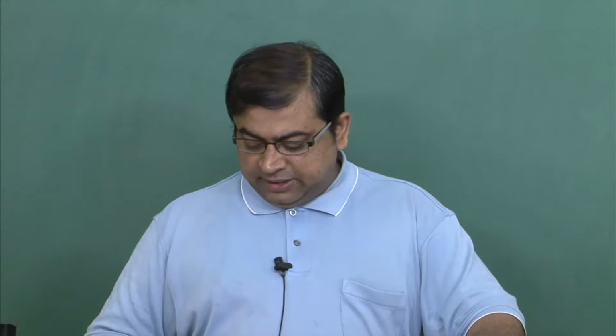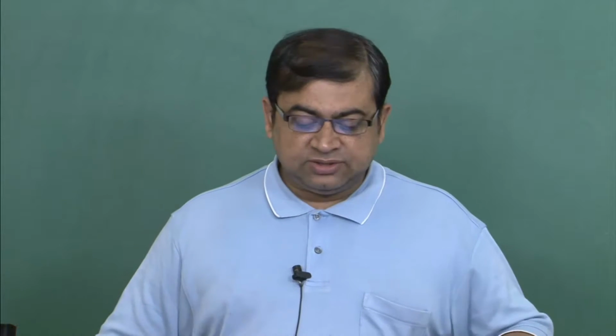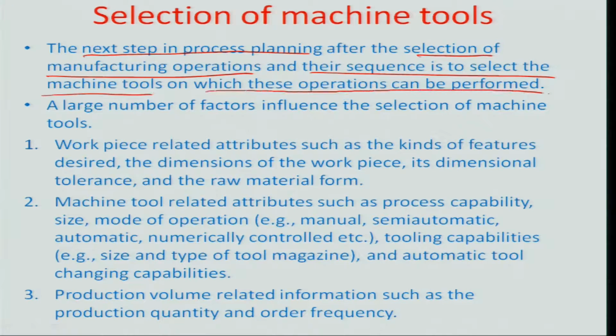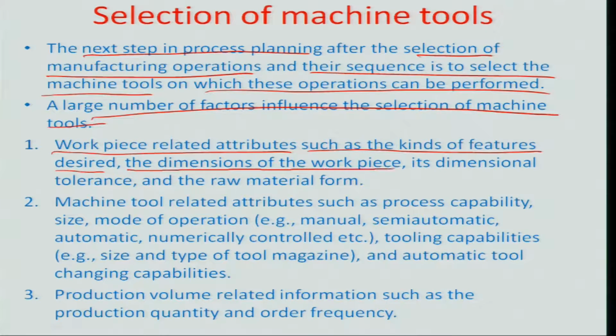The other important issue is the selection of the machine tools. That's the next step in process planning after the selection of the manufacturing operations and their sequences. Now you have to select the machine tools on which these operations can be performed. A large number of factors influence the selection of a machine tool. For example, workpiece related attributes such as the kinds of features desired, the dimensions of the workpiece, its dimensional tolerance, and the raw material form. That is the first factor which would influence the selection of the machine tool.